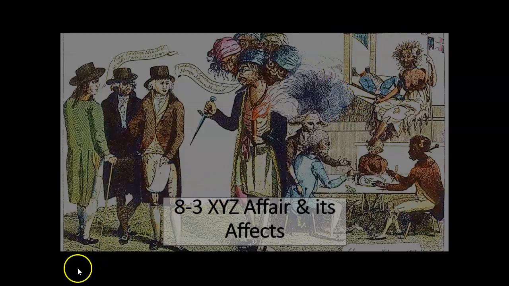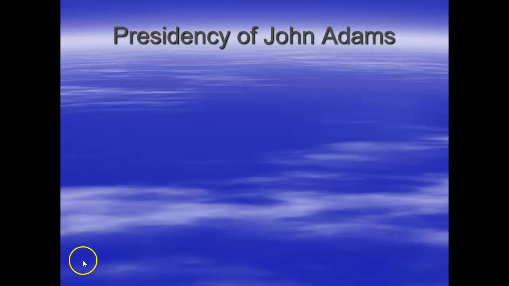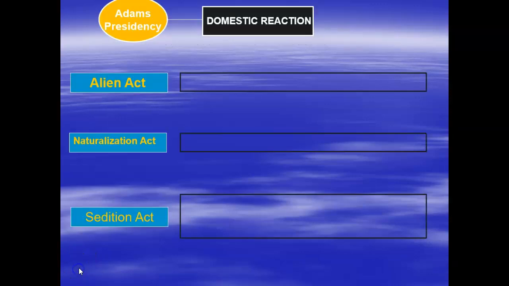So let's move on. As you see in this little political cartoon, it's kind of a play off the mafia and the mob. And here you can sort of see the three French diplomats, X, Y, and Z, basically demanding a bribe, as he says right here. You can sort of see negotiations and John Adams down there. So I shared out a graphic organizer, so we're going to work through that soon. And here's that graphic organizer dealing with the series of laws passed by the Federalist Congress under John Adams. And this is a reaction to, the domestic reaction to the XYZ affair.